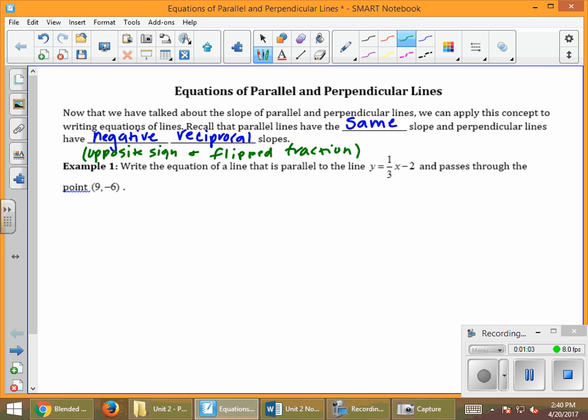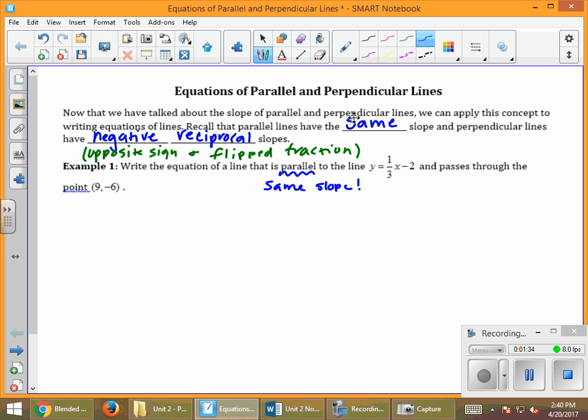Okay. So if you take a look at this first example, we want to write the equation of a line that is parallel to the line y equals 1/3 x minus 2 and passes through the point 9, -6. And again, just like we said, parallel lines have the same slope. So the slope of our new line is going to be the same exact slope of our given line.